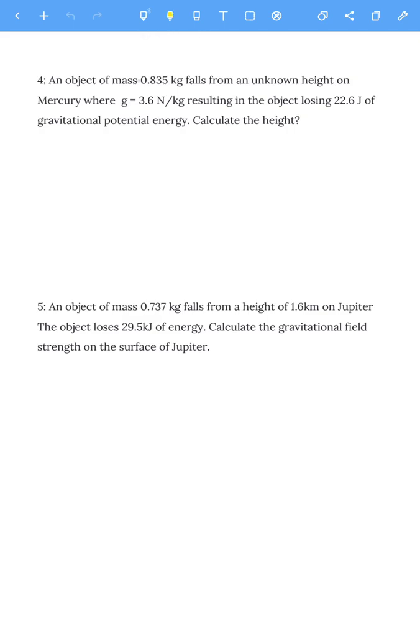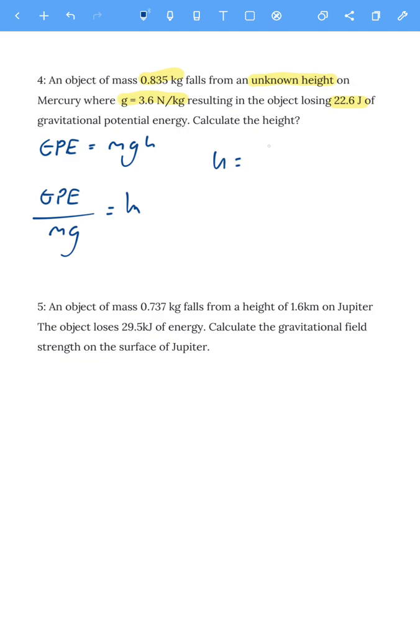Okay, let's go. So on this one, we've got an object of mass 0.835 kilograms, and it falls from an unknown height on Mercury, where G is 3.6 newtons per kilogram, resulting in the object losing 22.6 joules of GPE. Calculate the height. So GPE equals mgh, and then rearrange to find height. So same as last time, GPE. Opposite of timesing by mg is dividing by mg. And that will give us the height. Then we just need to put some numbers in.